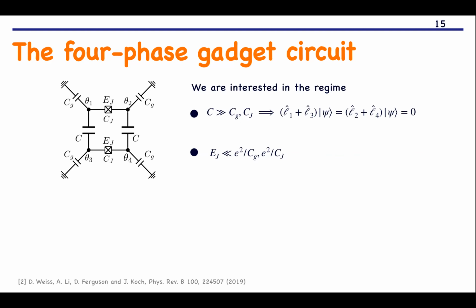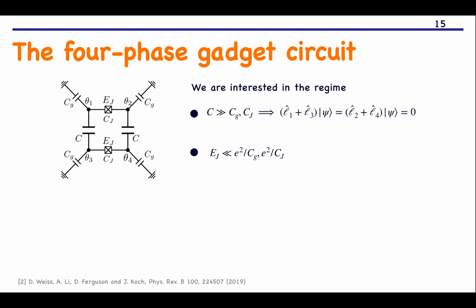This condition in low energy will impose the constraint that, if I still call L the number of Cooper pairs, the number of Cooper pairs here plus the number of Cooper pairs here has to be 0, so one minus the other. And the same is valid here. In addition, we consider the regime in which EJ is much smaller than the typical charging energy associated with the ground capacitance and the Josephson junction capacitance.